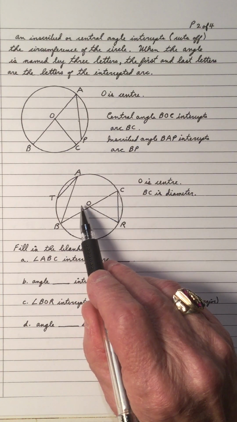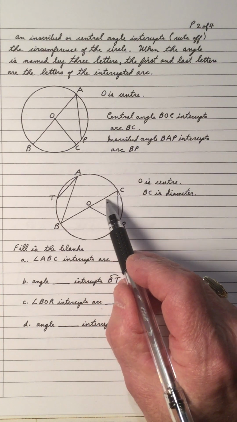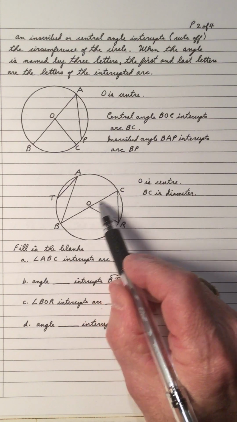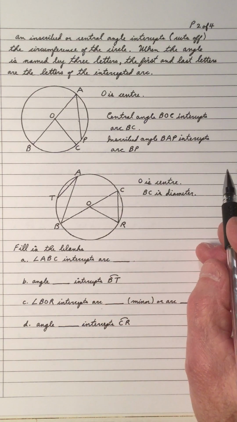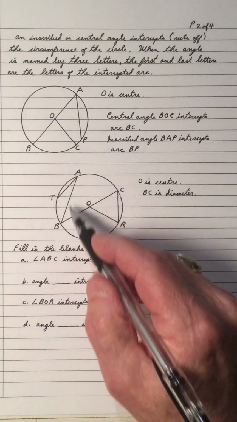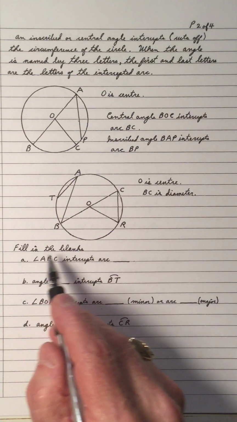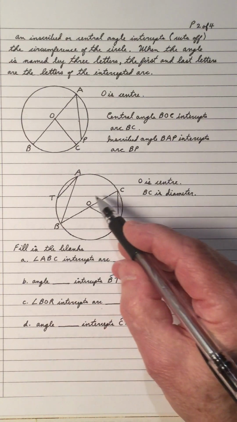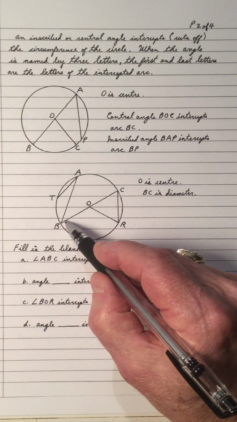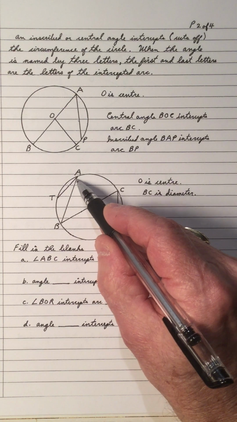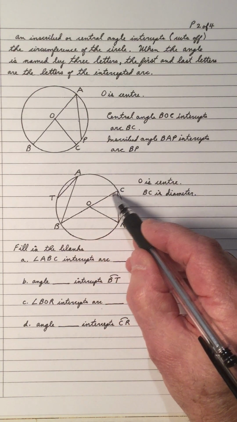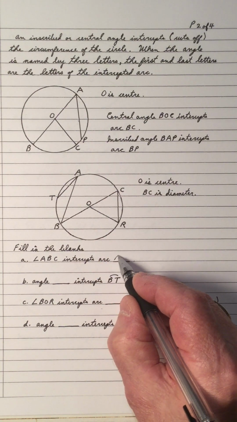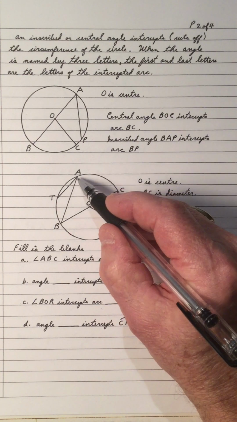O is the center of the circle. BC is the diameter, and it's a chord going through the middle. And we're going to fill in the blanks based on this diagram. Angle ABC intercepts arc. So angle ABC is cutting off the arc AC. It's the first and the last letters in the angle.